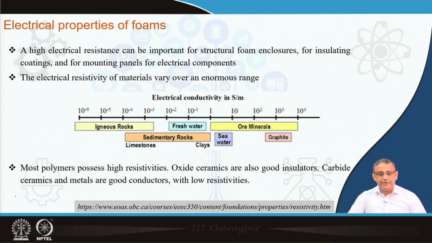Now, this diagram actually shows the variation of the electrical conductivity in various classes of materials, starting from rocks to metals and ceramics. As we know, typically polymers have low electrical conductivity and high resistivity, while many metals like copper and silver have very high electrical conductivity. Also many ceramics like graphite or carbide ceramics like silicon carbide and others have sufficiently good conductivity.